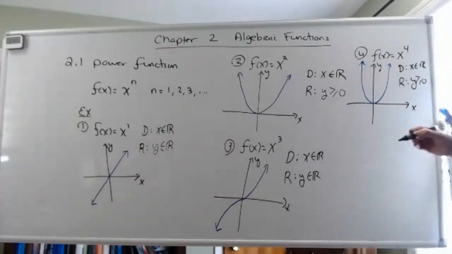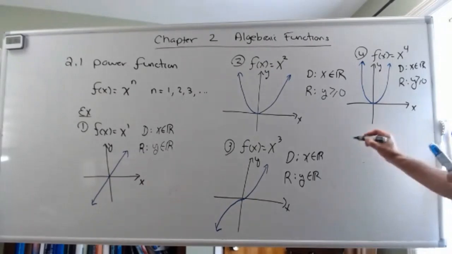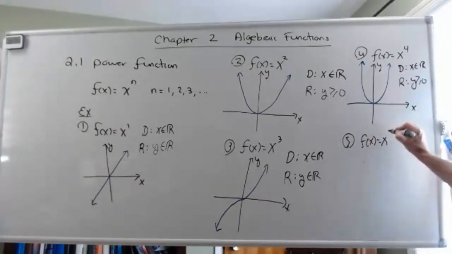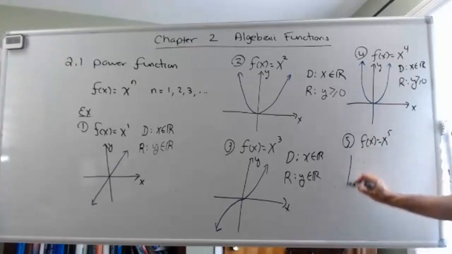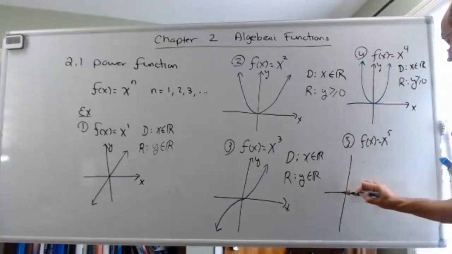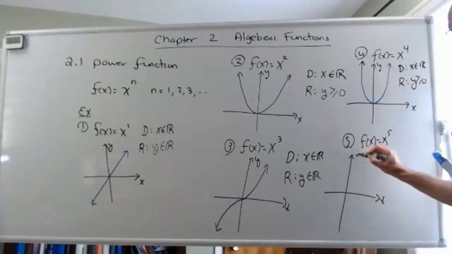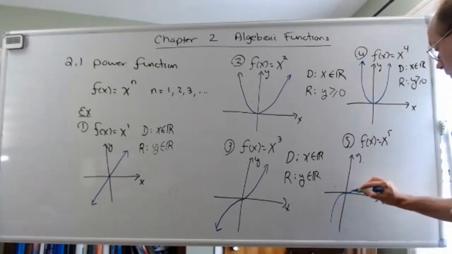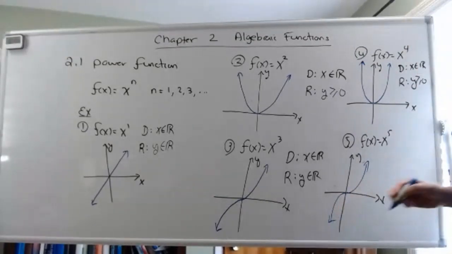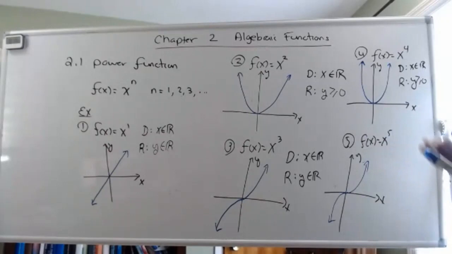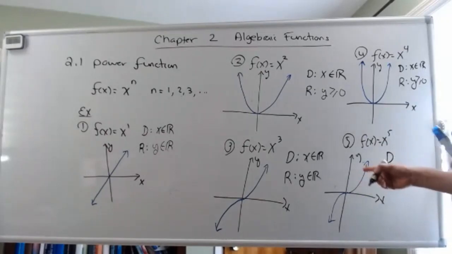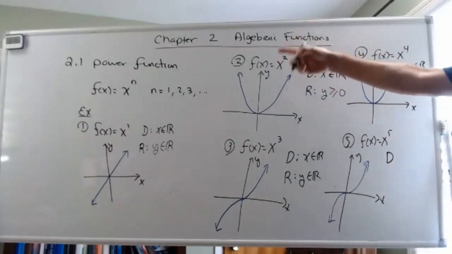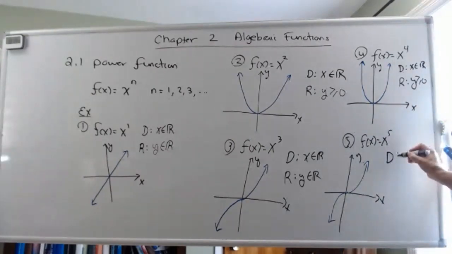Let's do one more, and hopefully you kind of see the pattern over here. Here's the 5th one, and f of x is x to the 5th. What does a graph of that look like? It looks something like this. What's the domain of this? Again, you kind of see, I can put any value in for x. So the domain of any power function I care to write down is any real number.